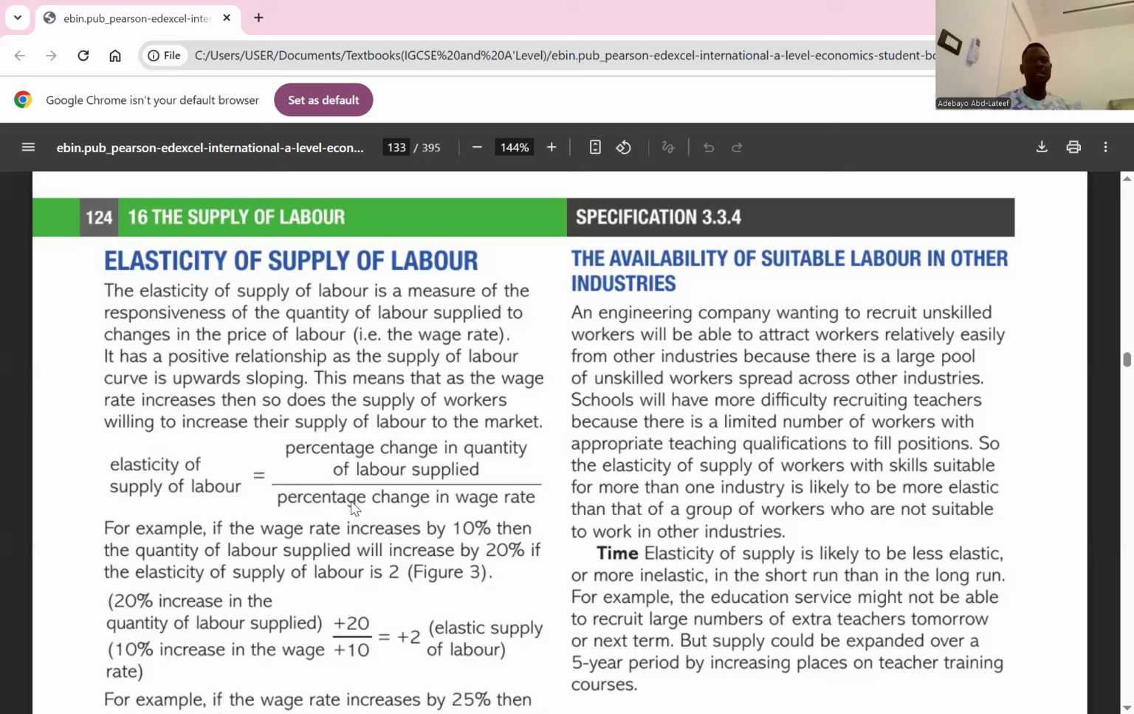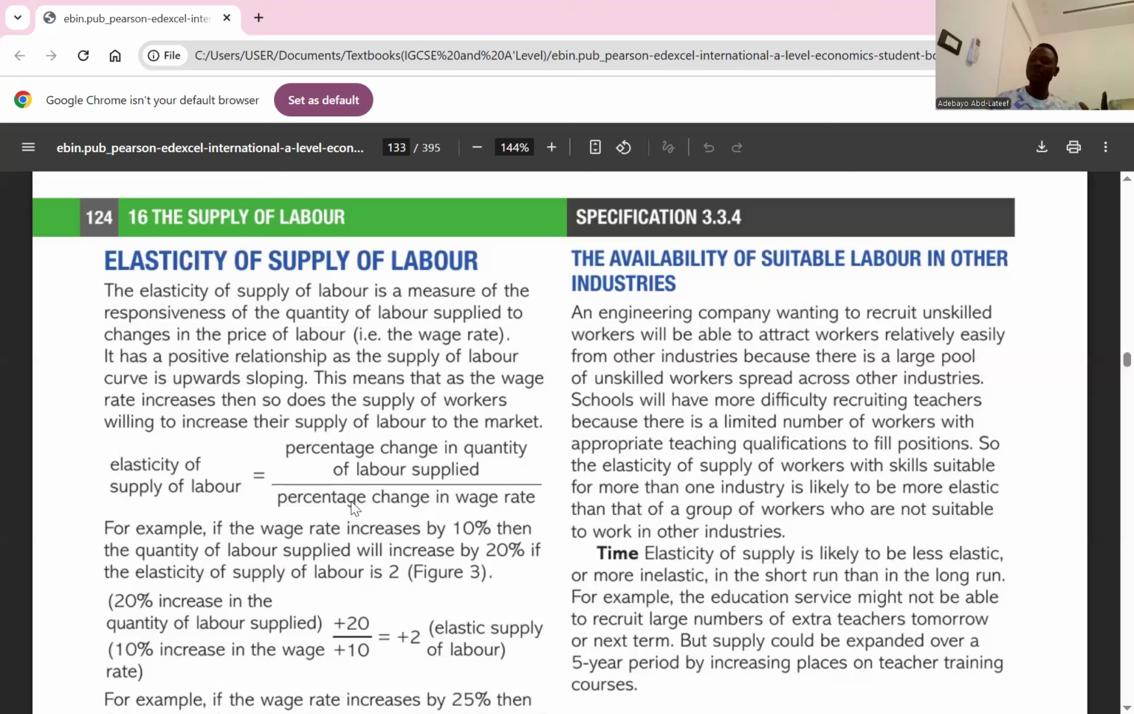So it is elastic because workers can switch from one job to another at any point in time. If the wage rate increases there, workers might switch here because they have the flexibility, with different skills that can be used in different organizations or industries. So if workers have suitable skills for different industries, the elasticity of supply of labor is elastic. Is it clear?